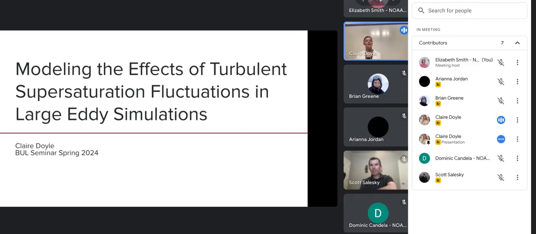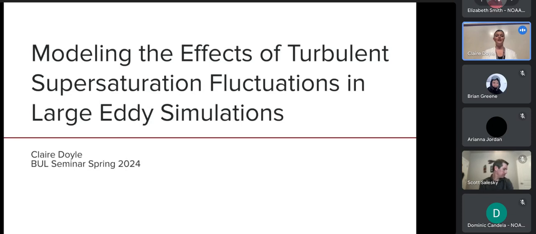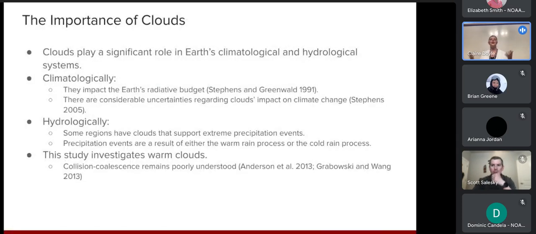So as Scott said, I'm going to be looking at modeling the effects of specifically supersaturation fluctuations in large eddy simulations. So you may be asking yourself, what does turbulence, especially on small scales, have to do with my area of research? Well, clouds have a significant impact on Earth's climatological and hydrological systems. Climatologically, they impact Earth's radiative budget. As we know, clouds have a higher albedo than the dark Earth's surface, and therefore they reflect more radiation back.